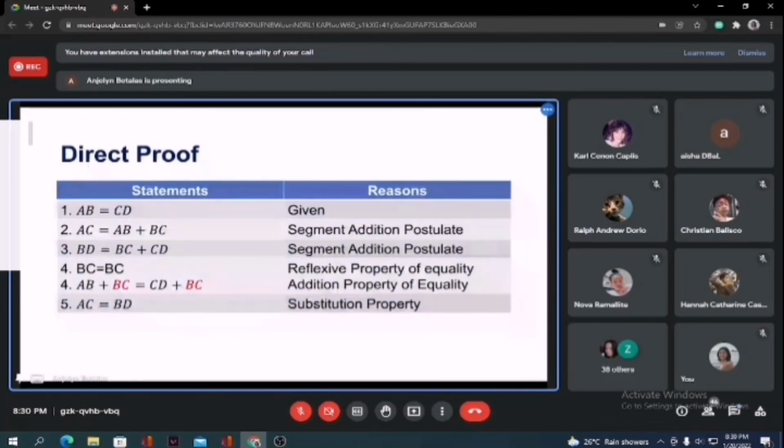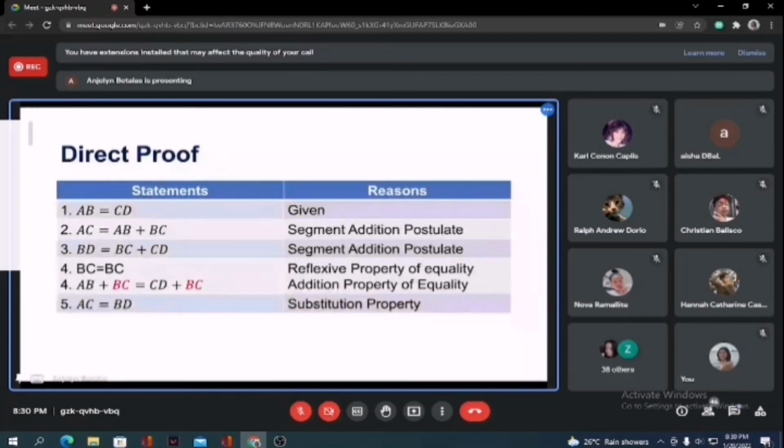Bali, sa first statement, AB equals CD. Since ni-establish man ka nga BC equals BC, gi-add lang si BC both sides. Mao na addition property of equality. Gigamit na nato ni sukad pa. Mag-add ka ug the same number or the same term on both sides, that is addition property of equality. Okay? So from that, AB plus BC, then CD plus BC.